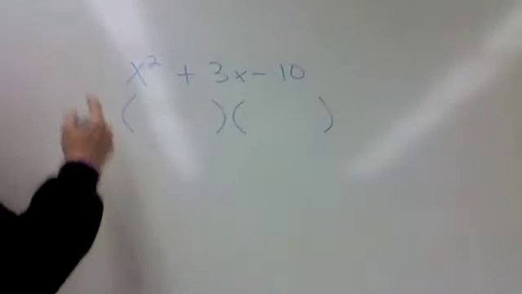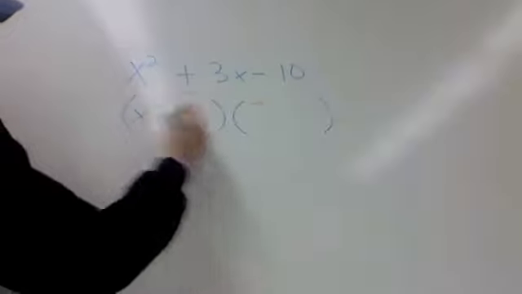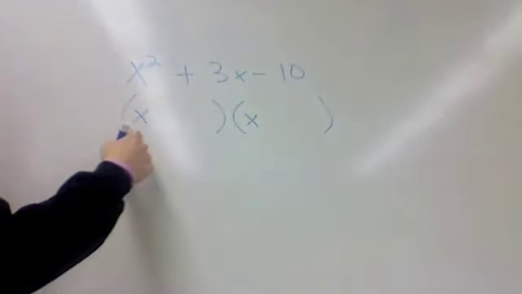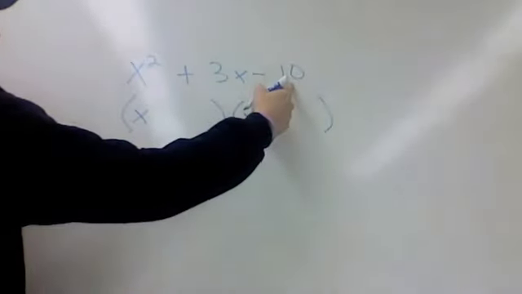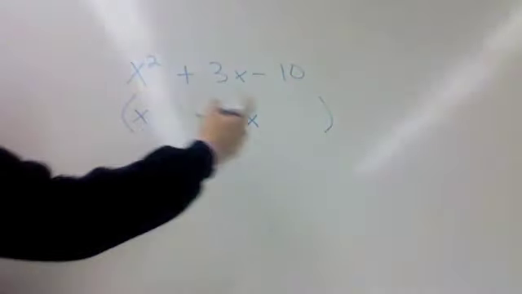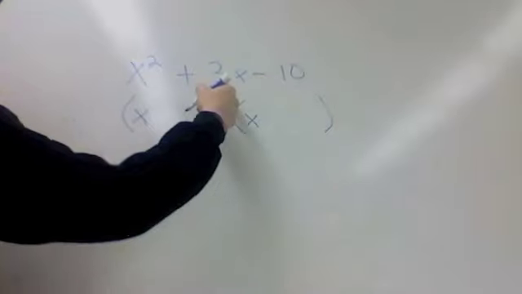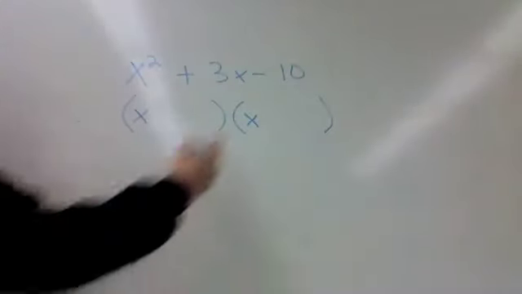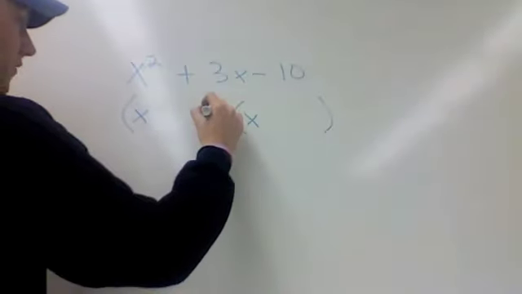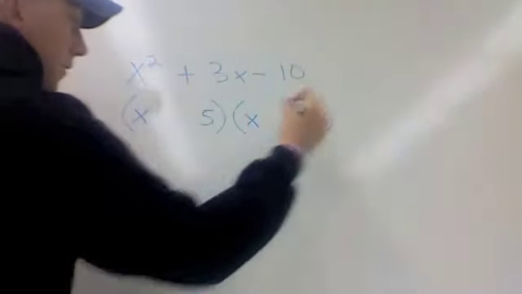And then we need to factor out what each one had in common, and then basically create the backwards version of the FOIL method. So we start off with both x's, because when we multiplied the x's together, we had x squared. Then we factored out our 10, and we had to figure out which factors of 10 are going to give us 3x. And so we knew that 10 factors into 5 and 2, so we came up with 5 and 2.